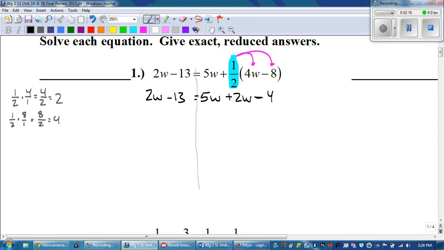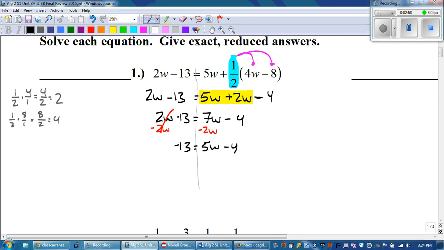Okay. Now, the next step is to combine like terms. So I'm looking to see if there are any terms that are the same, and that's what I'm going to combine. So on the left side, I'm still not doing anything. And now we have 5W plus 2W, which is 7W. Right. I have variables on both sides. I'm going to move the smaller variable. So I'm going to subtract 2W to the other side. Those cancel. And we get -13 equals 5W minus 4.